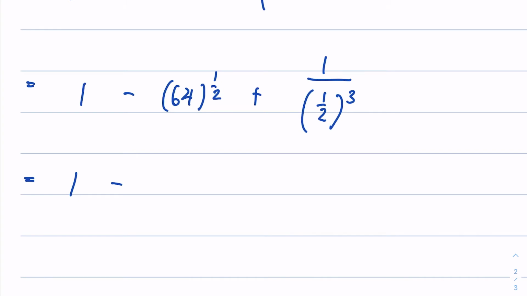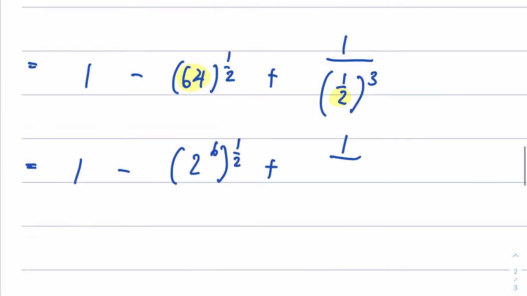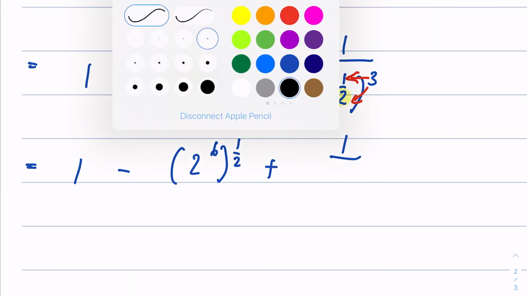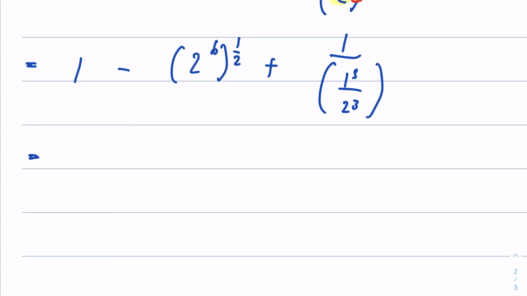You can see that here is a 64, and we know that this is a power of 2, so therefore we can put it 2 to the power of 6, to the power of half, plus 1 over 1/2 cubed. And remember what we did just now, where we actually introduced the power into the numerator and denominator. This is the same thing. So 6 times half. So half of 6 is 3, so it gives you 2 to the power of 3 plus 1 over 1/8.